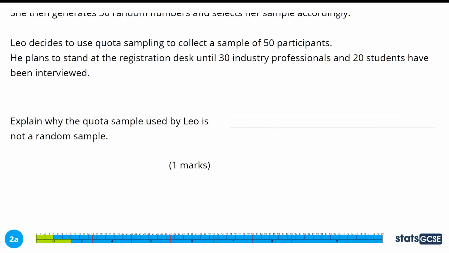So the benefits of quota sampling is that it will represent the population. Explain why the quota sample used by Leo is not a random sample. For a sample to be random, every single member of the population must have an equal chance of being picked. For Leo's method, he's standing by the registration desk and picking the first 30 professionals and the first 20 students who come across the desk. So the people who come out last will have a statistically 0 chance of being picked. So it is not a random sample because not every attendee has an equal chance of being selected.